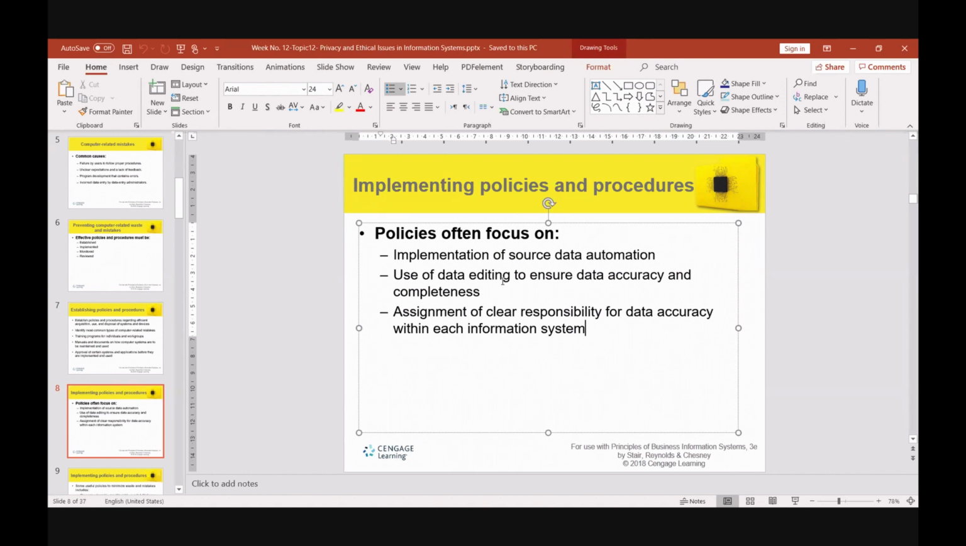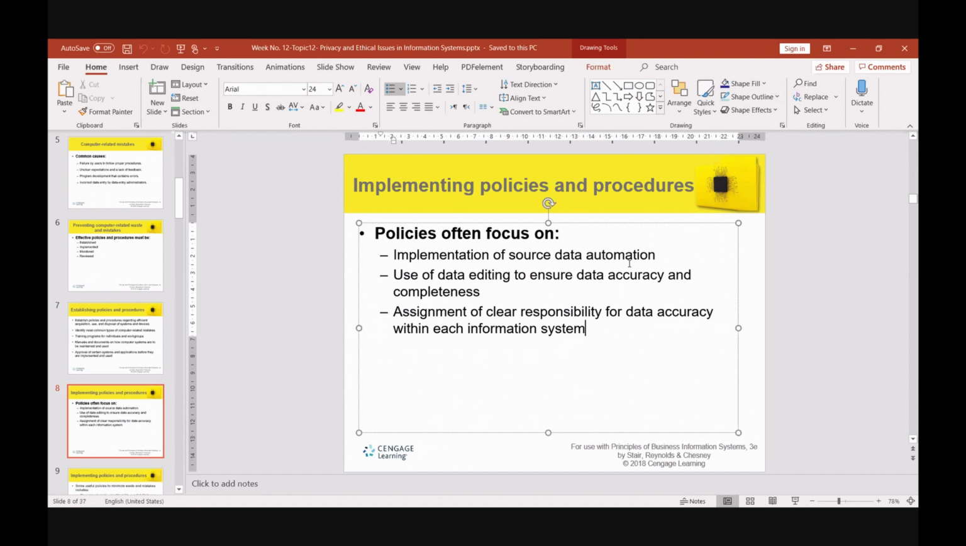So the very first thing is implementation of source data automation. Your data is coming from some source, some software, or human employees entering the data. So policies should focus on making these data sources automated, because when it is automated, there is very little chance of making mistakes. If everything is automated, your mistakes can be identified easily and you can fix them easily.